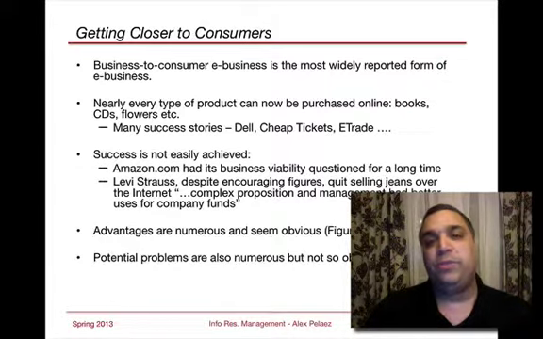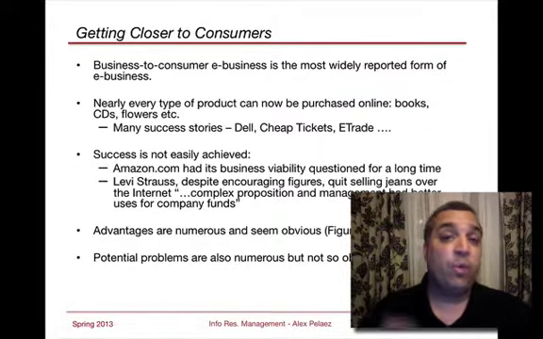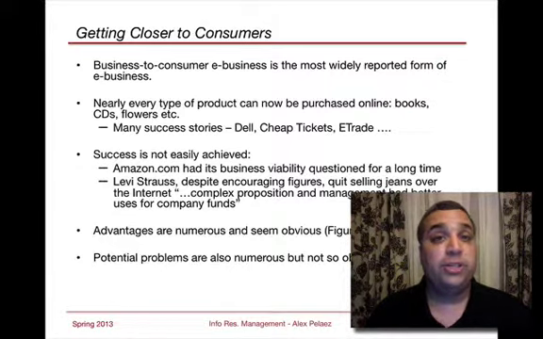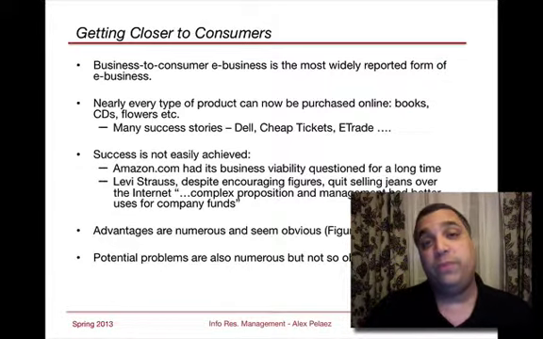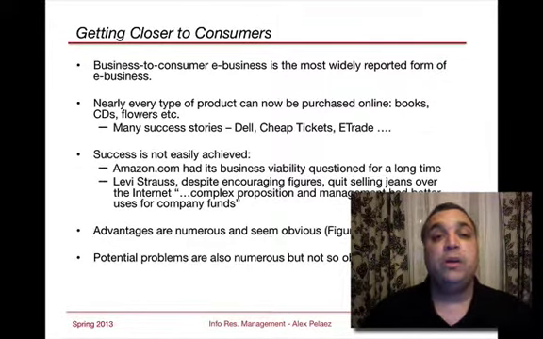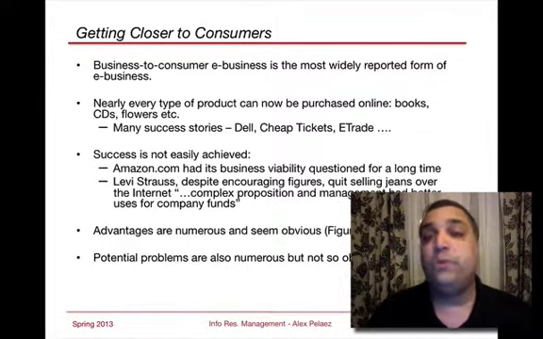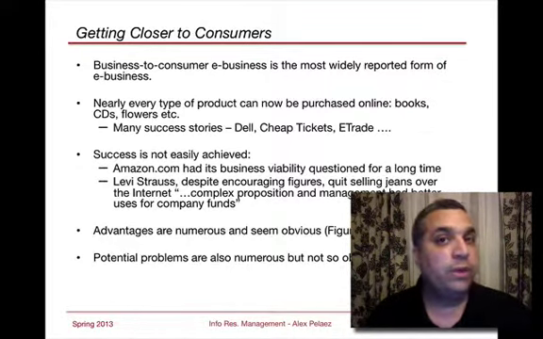Getting close to consumers is a little bit interesting because it is actually a little bit harder because consumers have a wide variety of technologies that they can use. So it forces businesses to be adaptable to the various technologies. Nearly every type of product can be purchased online: books, CDs, flowers. But one of the interesting things is what happens to a bookstore? How long is a bookstore really going to survive?